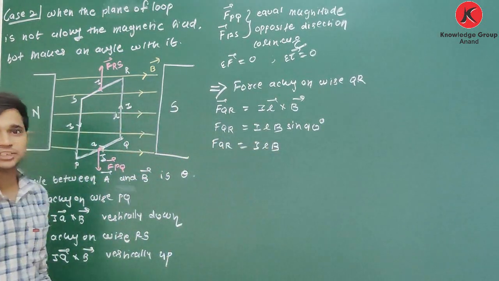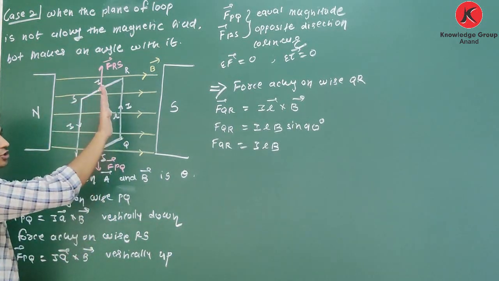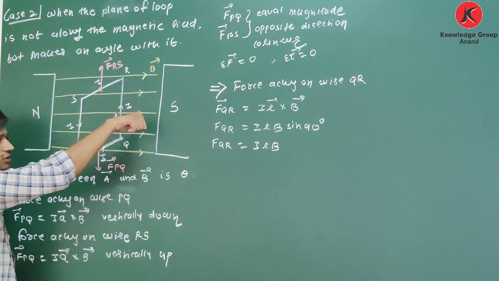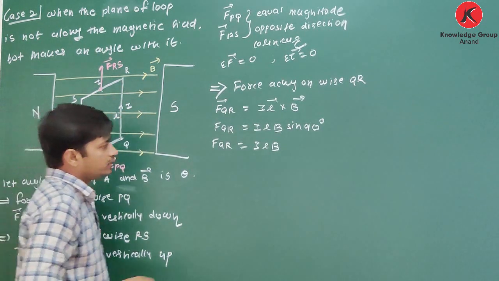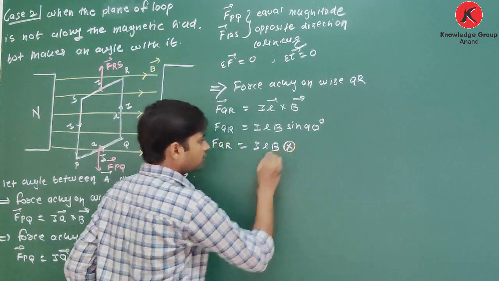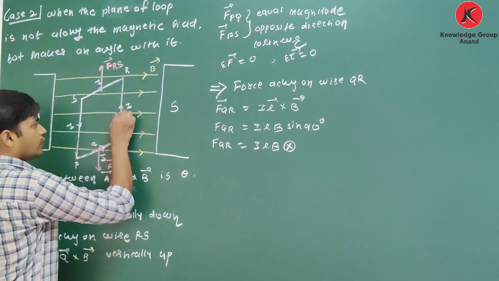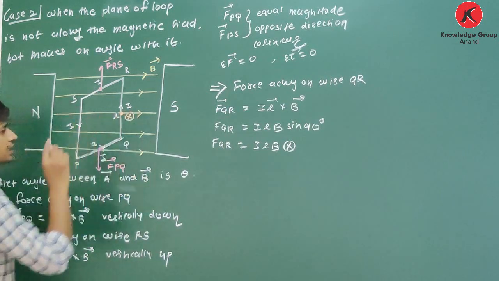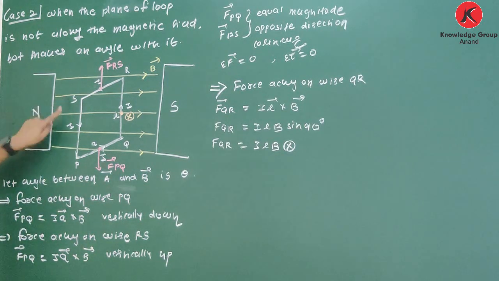What about direction? See, current is flowing in upward direction, magnetic field is in this direction. So thumb is perpendicular inside, and perpendicular inside means you know its symbol. Force acting on this wire is perpendicular inside. Clear about this?